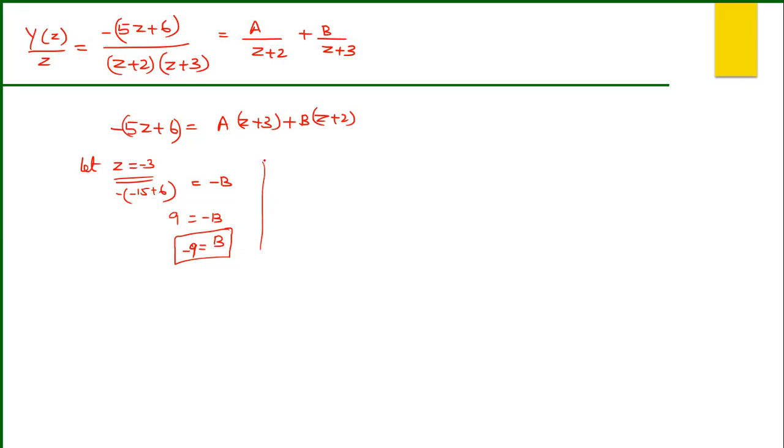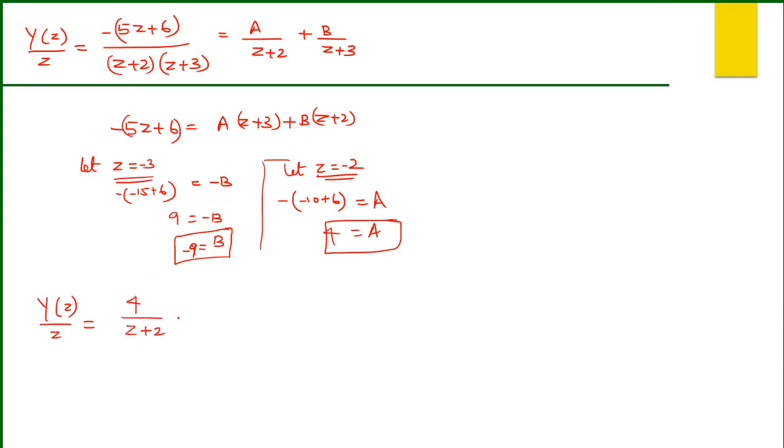Once you calculated the b value, you just find what is the a value. So let z is equal to minus 2. Minus of (minus 10 plus 6) is equal to, this b term cancels, 3 minus 2 is 1, a. Minus 10 plus 6 means minus 4, minus into minus is plus. So what is the a value? a value is 4. You substitute in that, y of z by z is equal to 4 by (z plus 2) plus, sorry, this is minus, minus 9 divided by (z plus 3).